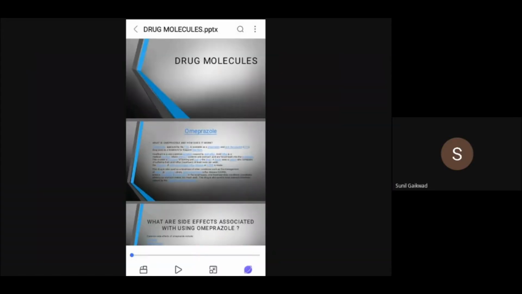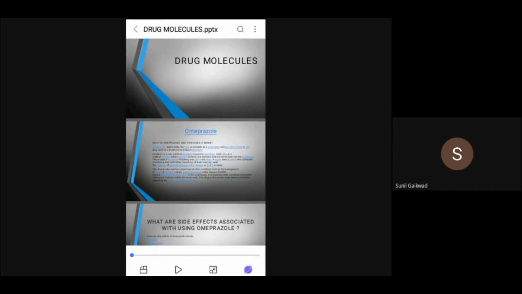I am going to talk about the drug molecule omeprazole. What is omeprazole and how does it work? Omeprazole, approved by the FDA, is available as a prescription and over-the-counter drug used as treatment for frequent heartburn. Heartburn is a very common symptom caused by acid reflux.